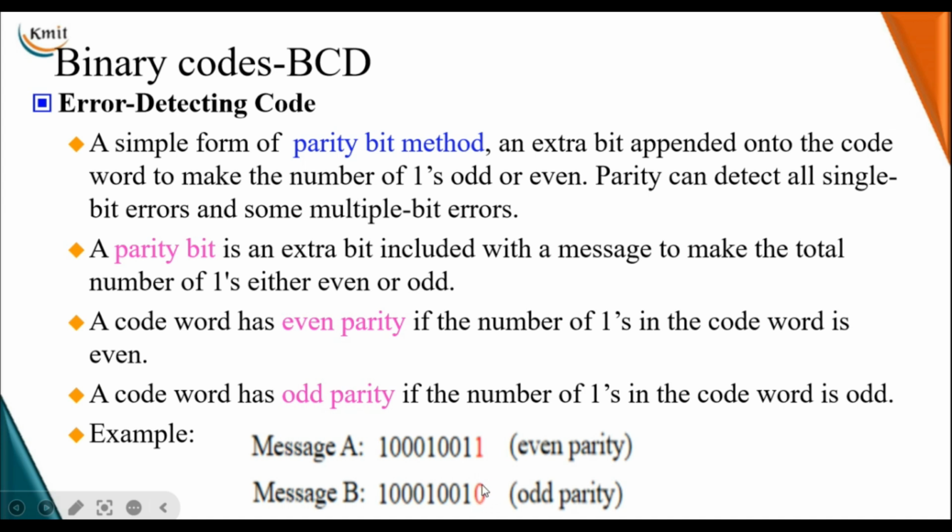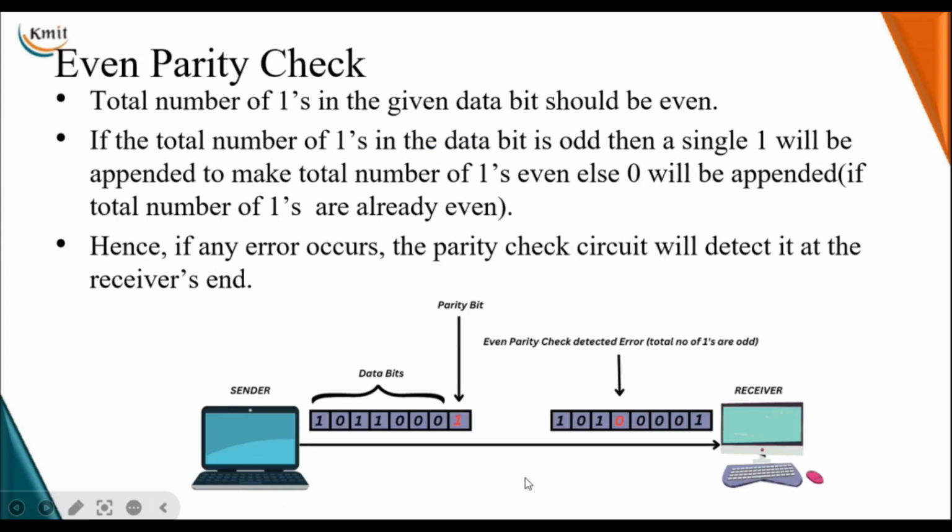So then only if I add this with a 0, then we have the total number of ones including the parity bit containing an odd number of ones. So then we could say that this message was transferred with an odd parity.